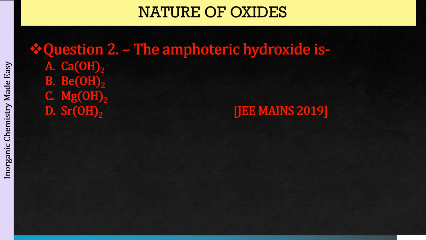Next, the amphoteric hydroxide, and this is a JEE Mains 2019 question. You simply have to remember that if the oxide is amphoteric, the hydroxide is also going to be amphoteric. So can you quickly tell me which it is? Yes, it is going to be B choice. Beryllium oxide is amphoteric from the alkaline earth metals, so beryllium hydroxide is also going to be amphoteric.